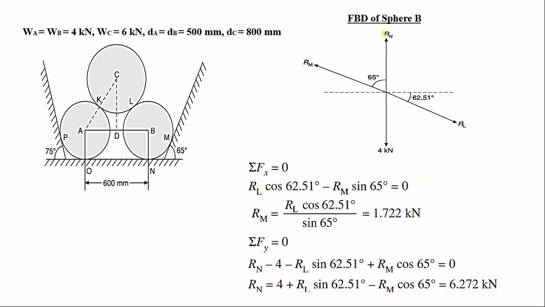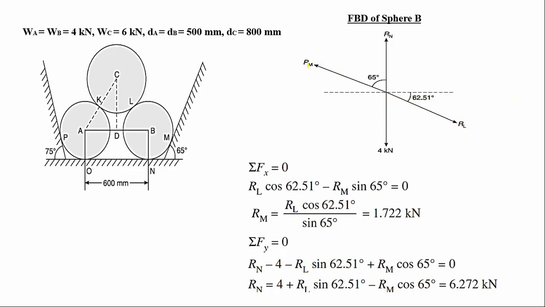We will go to the next equation, summation of Fy is equal to 0. RN is moving upwards, so it is positive plus RN. The 4 kilonewton force is moving downwards, therefore minus 4. Next we resolve RL along the y direction. The arrow is going to move downwards, therefore it is minus. We are resolving away from the angle, so it is sine of 62.51 degrees.